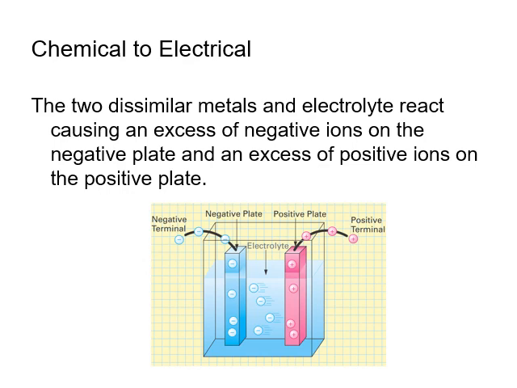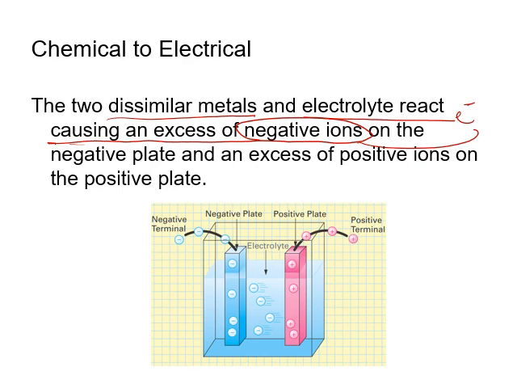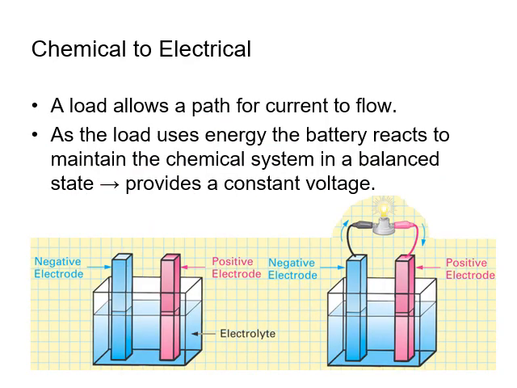So we say it's usually two dissimilar metals. Electrolyte react, causing an excess of negative ions, which we talked about, an electron, on the negative plate, and an excess of positive ions on the positive plate. And that would create enough voltage for a lamp to operate, and it can keep going till you consume all the acid, basically.